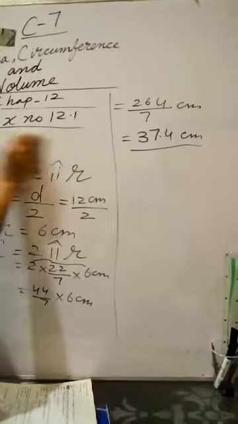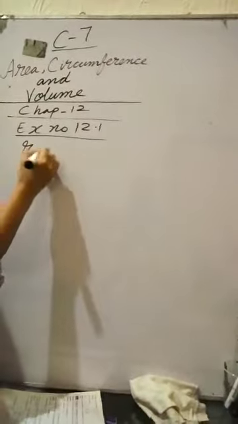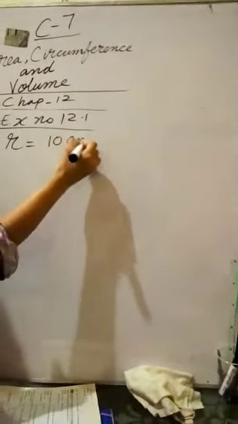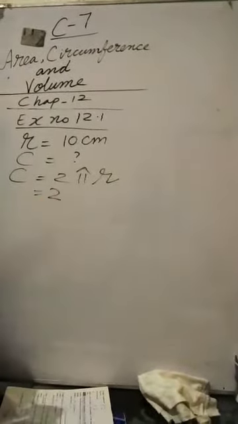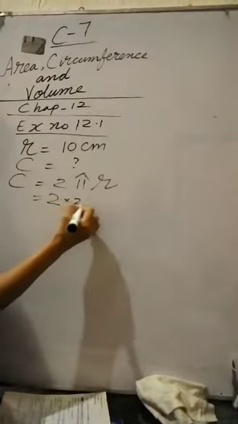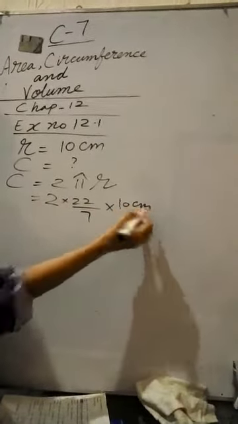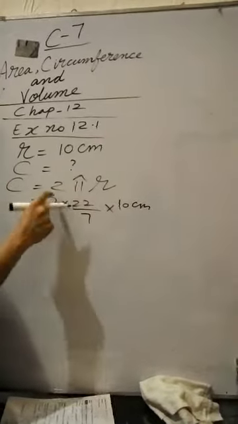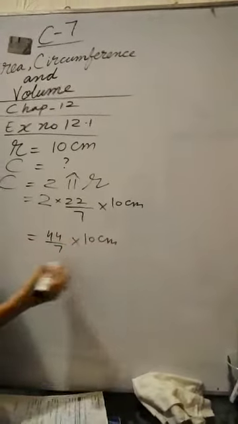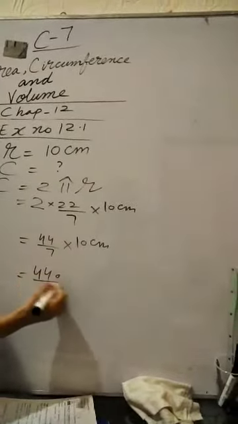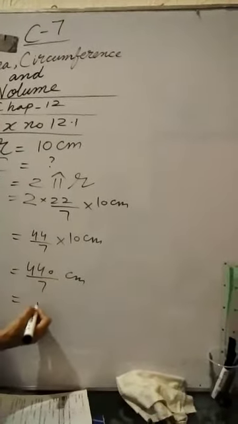Let's take another question. The other question will be on radius. The radius is 10 centimeter and you need to find the circumference. Just put the formula 2 pi r. The pi value is 22/7 and the r value is 10 centimeter. Multiply all the numerators: 2 multiplied by 22 is 44/7, multiplied by 10 centimeter. Then multiply both of these, divide by 7, and then you will get the answer.